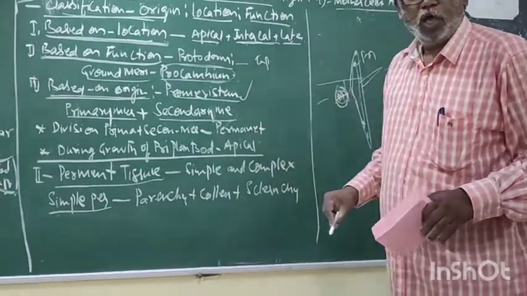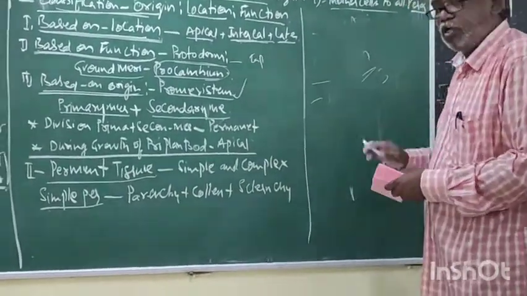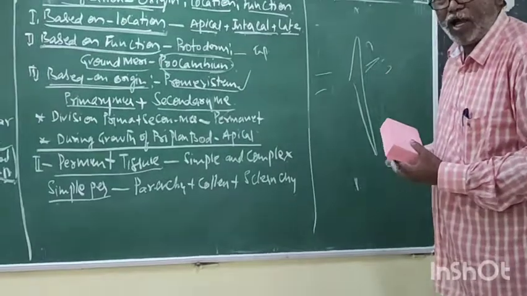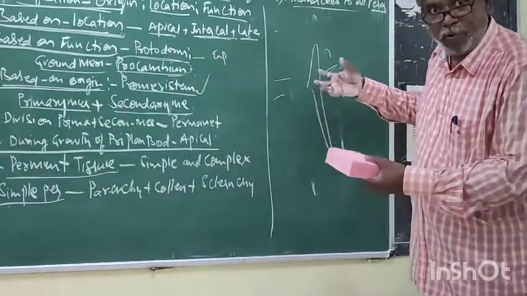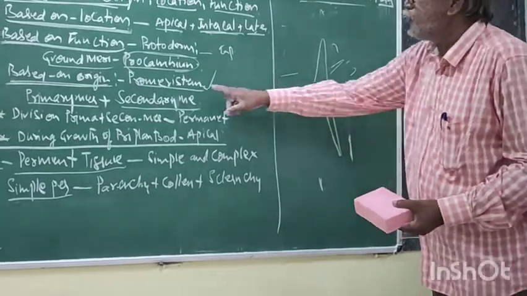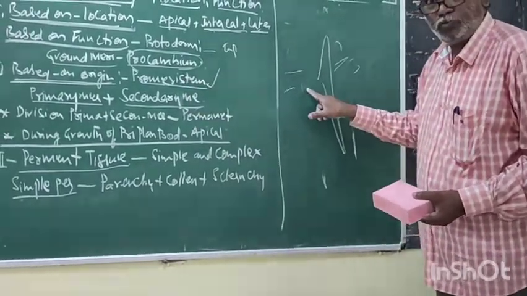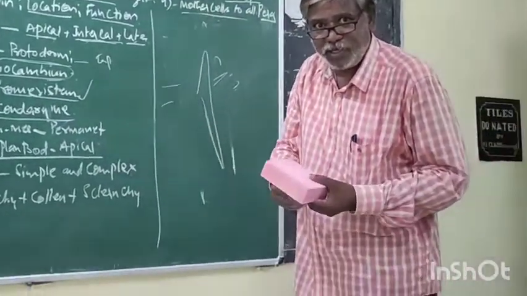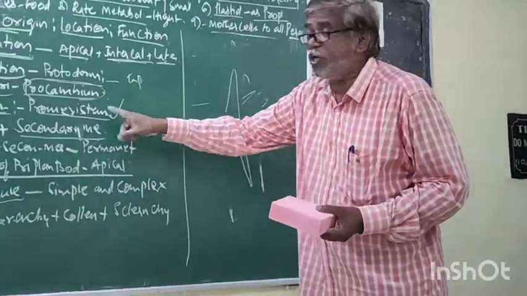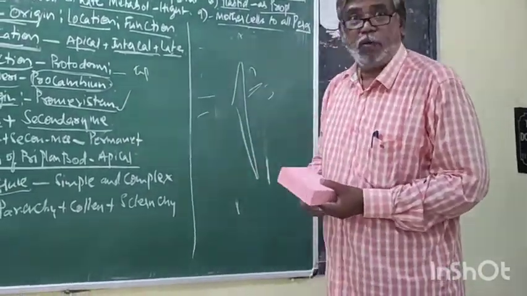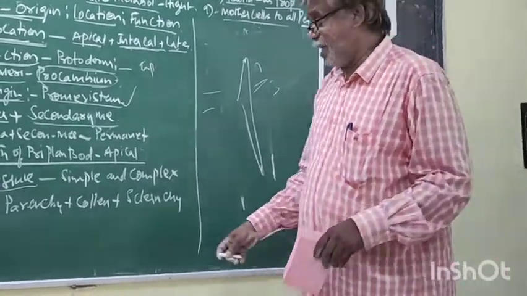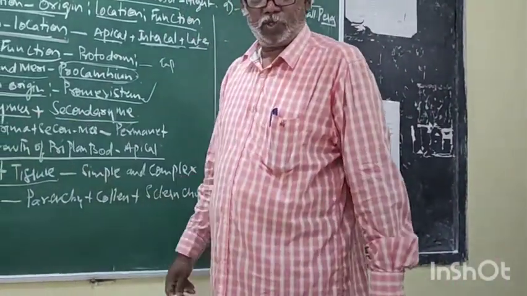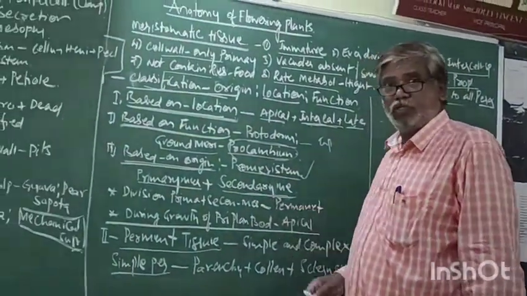promeristem. When the seed is cultivated, a baby plant is formed. During the formation of the baby plant or primary plant body, some promeristem, not complete, remains in the plant body at the apex. That is called primary meristem. Right. Now what is the secondary meristem?